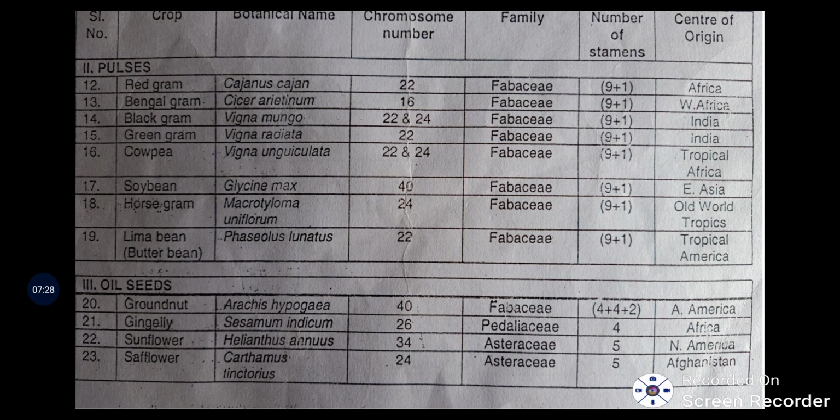Coming to sunflower, Helianthus annuus is the scientific name, which has 34 chromosome number. Asteraceae is the family. It has 5 stamens, and America or Northern America is the origin of sunflower. Sunflower origin is just like maize, the same condition it belongs to. Then safflower, which is Carthamus tinctorius, has chromosome number 24. Remember, sunflower has 34 chromosome number, whereas safflower is having 24, which also belongs to Asteraceae family. This is also having 5 number of stamens and the center of origin is Afghanistan.